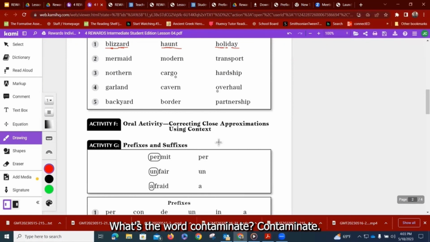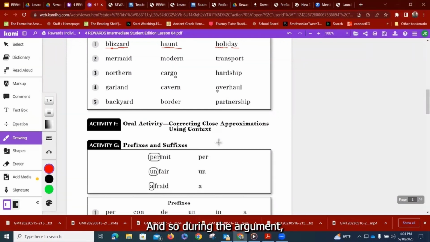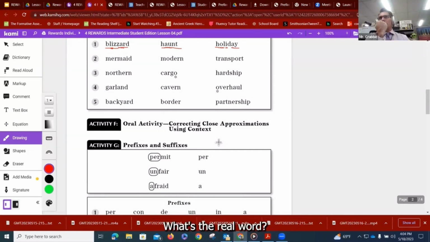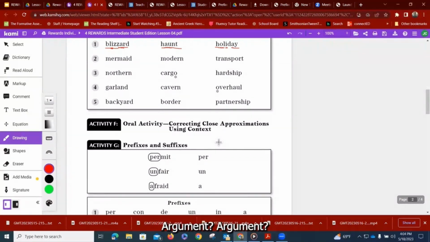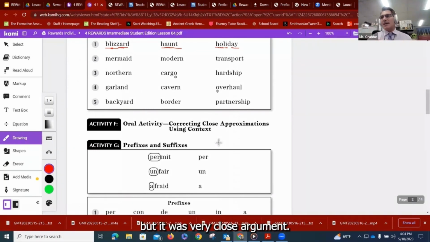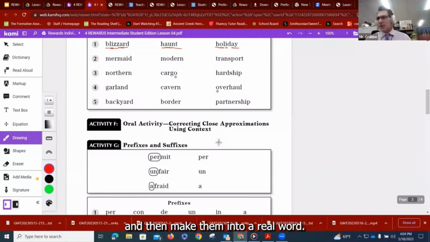What's the word? Contaminate. Very good. Okay, so the next word is argument. During the argument, the boys and girls yelled at each other and refused to listen. What's the real word? Argument. Notice that it didn't sound exactly like argument, but it was very close. And so they have to listen to those word parts and then make them into a real word.